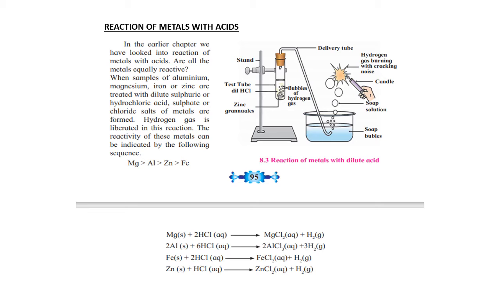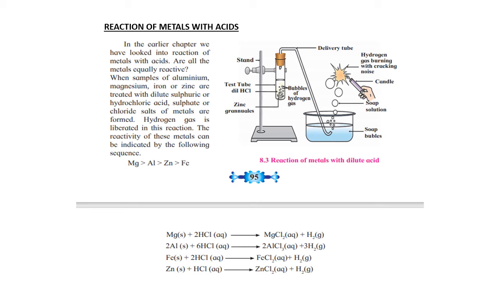Reaction of metals with acids. In the earlier chapters, we have looked into reaction of metals with acid. Are all the metals equally reactive? No, we know that. When samples of aluminium, magnesium, iron or zinc are treated with dilute sulfuric acid or hydrochloric acid, sulfate or chloride salts of metals are formed. Hydrogen gas is liberated in this reaction.